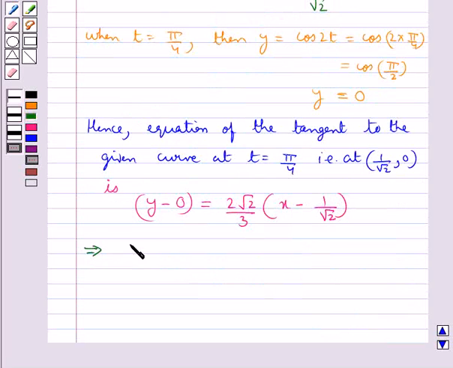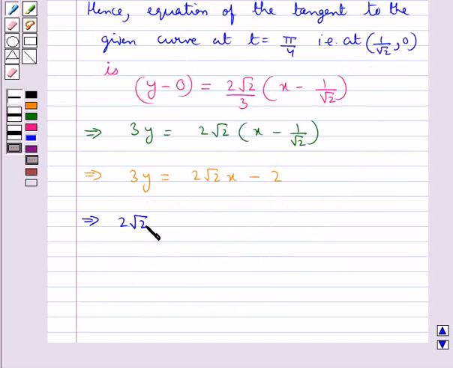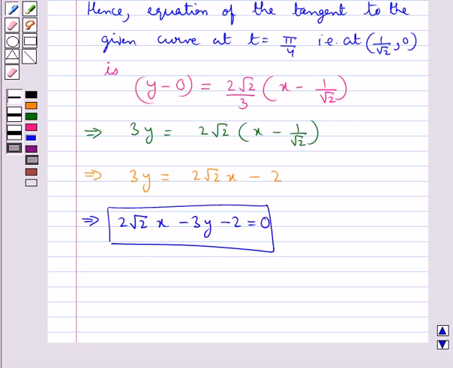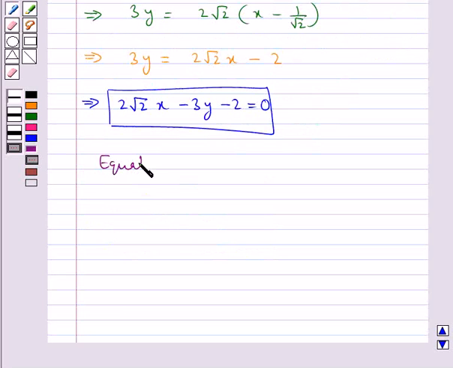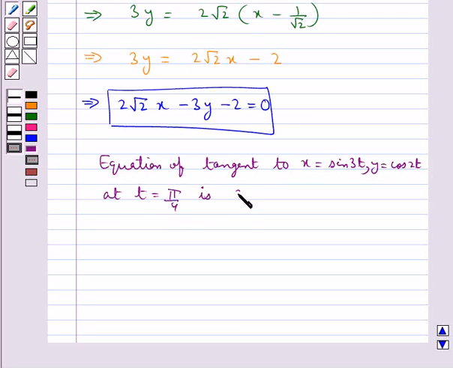So this implies we have 3y is equal to 2 root 2 into x minus 1 upon root 2. That is, we have 3y is equal to 2 root 2 x minus 2. That is, we have 2 root 2 x minus 3y minus 2 is equal to 0 is the equation of the tangent. Thus, our final answer is equation of tangent to the curve x equal to sin 3t, y equal to cos 2t at t equal to pi by 4 is given by 2 root 2 x minus 3y minus 2 equal to 0.